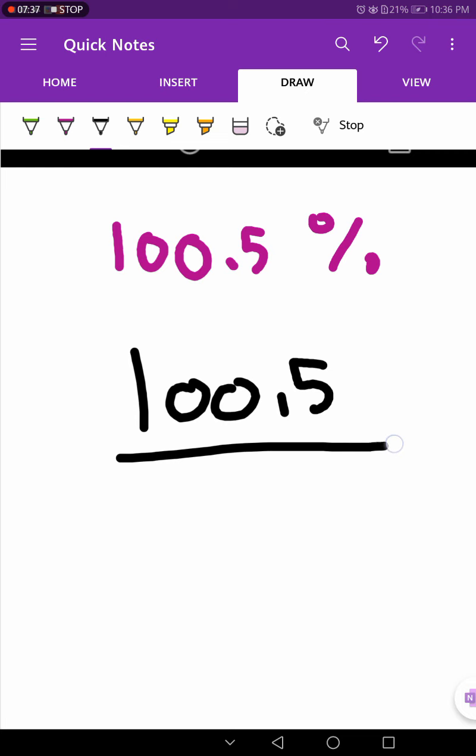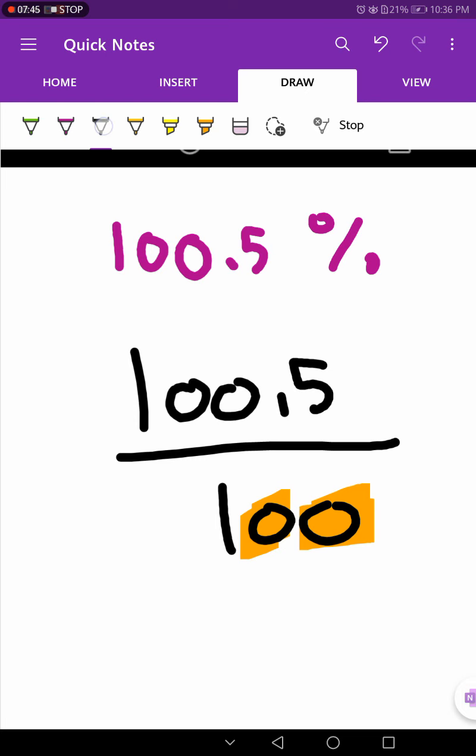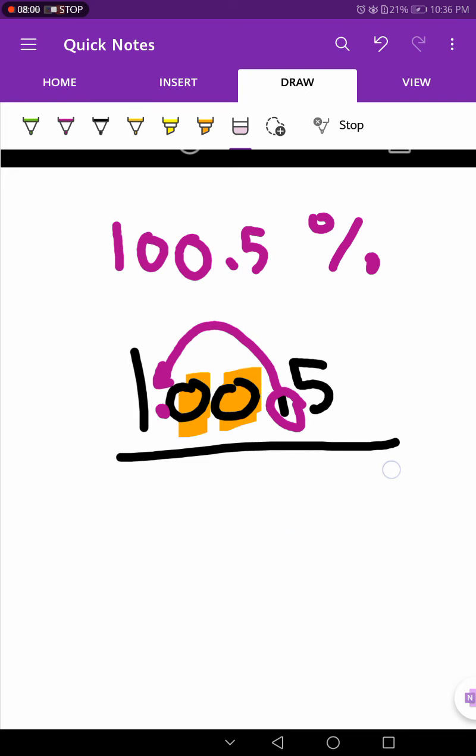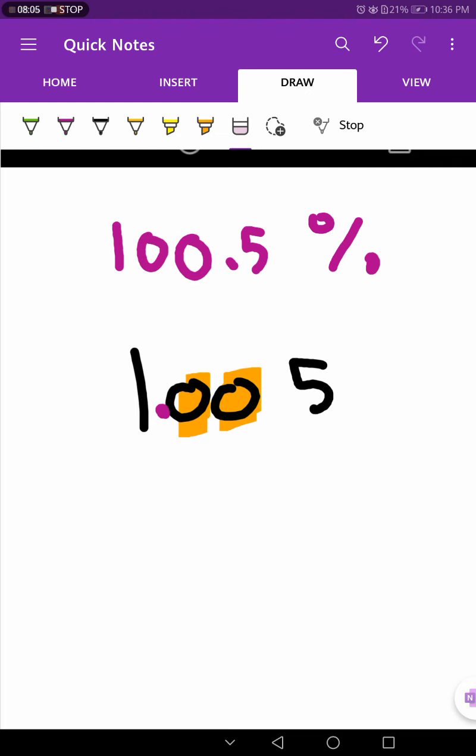100.5 over 100. Okay, to cancel the 100 we have to move 2 digits. So this decimal point must move here. Why? 2 digits. 1, 2. So set the decimal point here and erase everything. Okay, so it is 1.005, and this 1.005 is 1 and 5 thousandths.